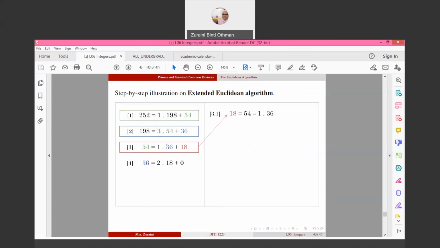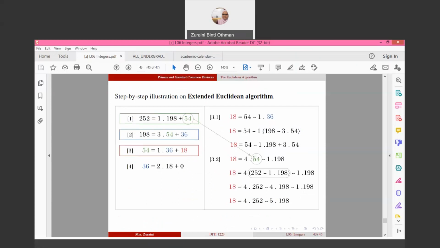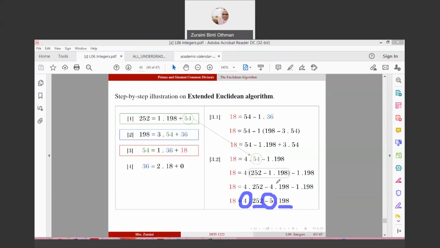Just now daripada ni kita ambil 3.1. So jadi 3.1 ni ada 36 ni masuk kat sini. Okay, kat sini 36 ni kita gantikan dengan value sini yang nombor 2. Okay, so kita dapat 3.2. So daripada 3.2 ni kita ada 54. So daripada equation yang pertama ni kita ganti dia dekat dalam 54 ni. So kita dapat here the linear combination. How to know that we already find the linear combination? Bila kita tengok kat sini dia dapat 252 dengan 198 kat sini. Okay, so yang ni ialah S dan T yang kita cari tadi.